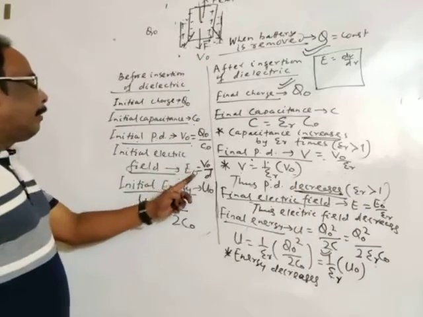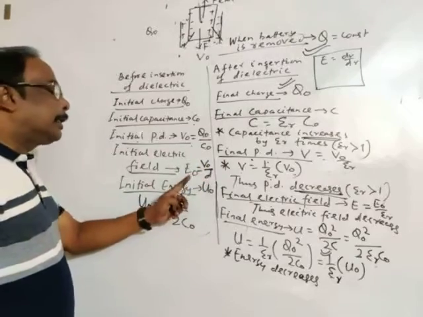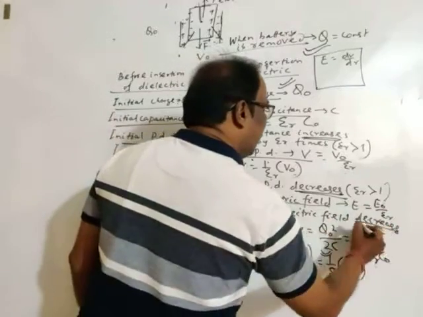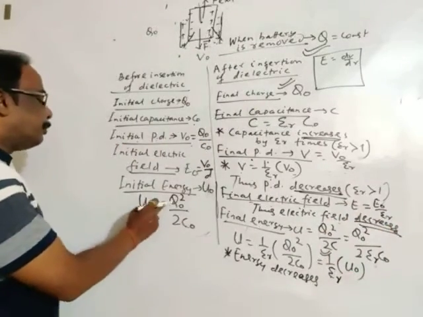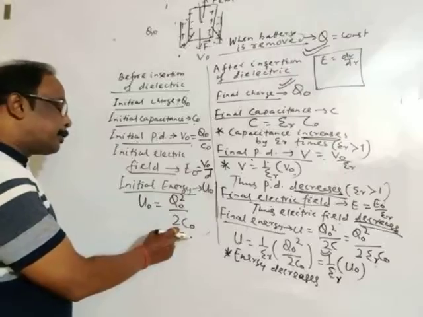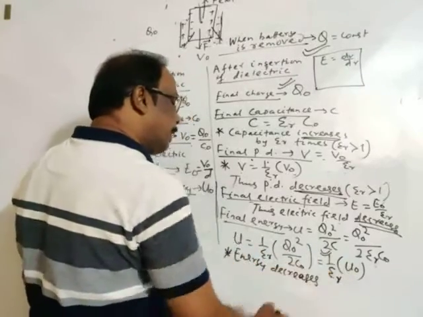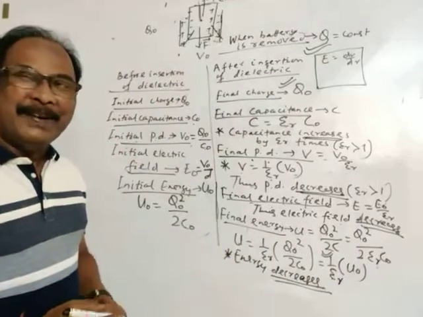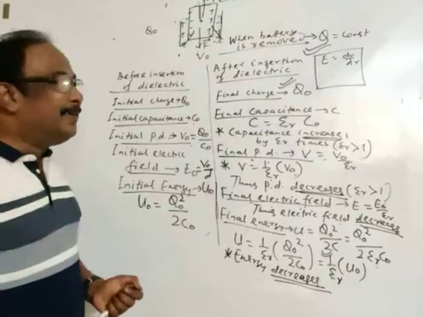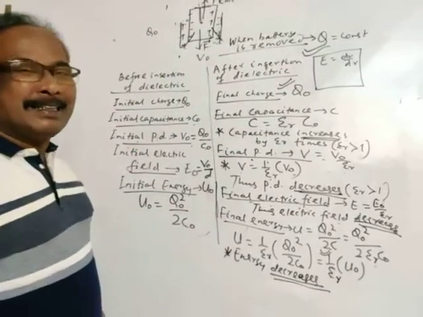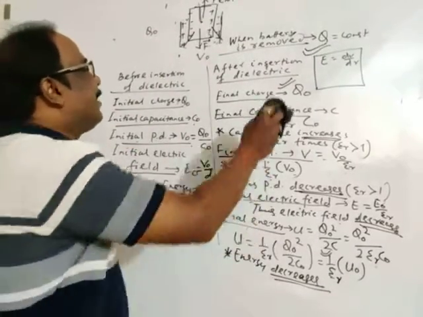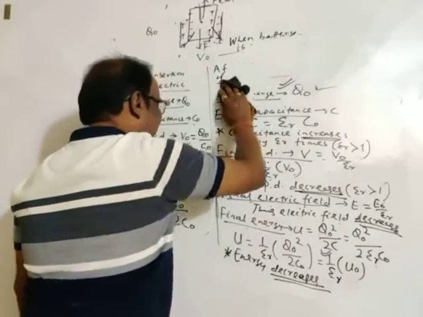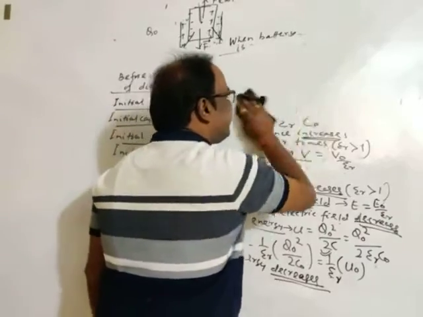And electric field: initial electric field is E naught, and final electric field is E naught by epsilon R. So electric field decreases. Initial energy is Q naught square by 2 C naught, and final energy is 1 by epsilon R times U naught. So energy decreases. This is the summary when the battery is removed. Then we will move to the same concept, insertion of a dielectric when the battery is connected.